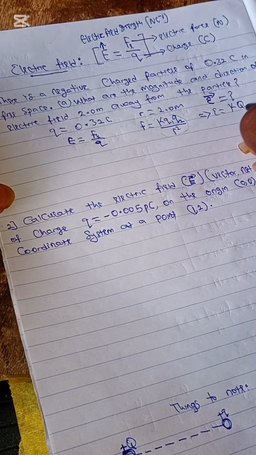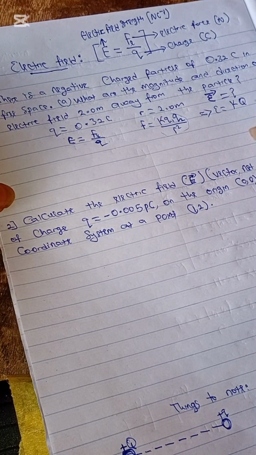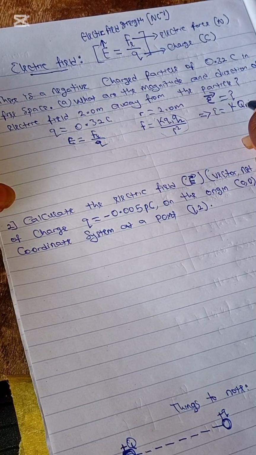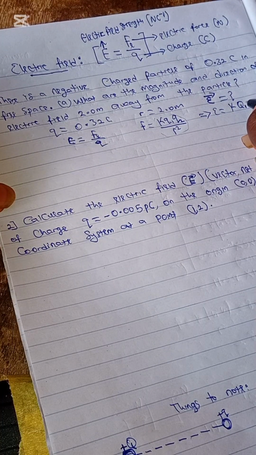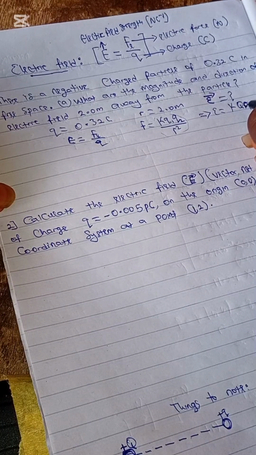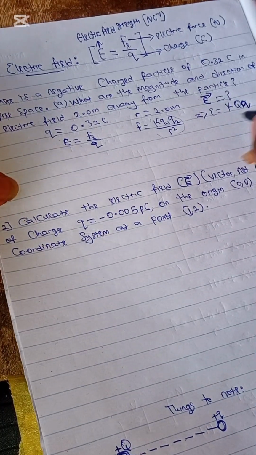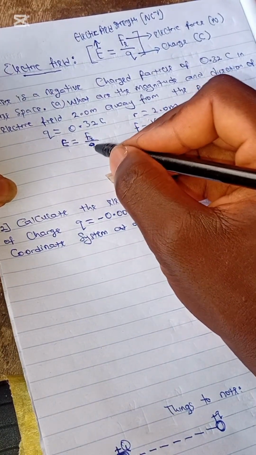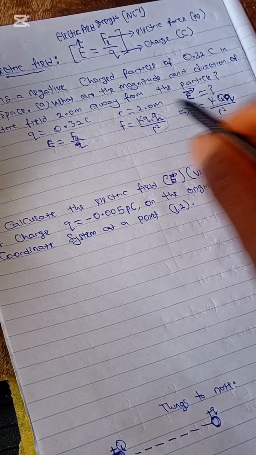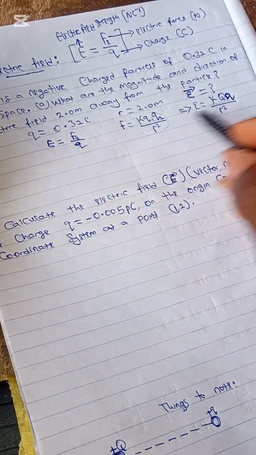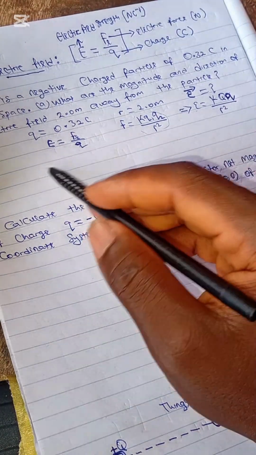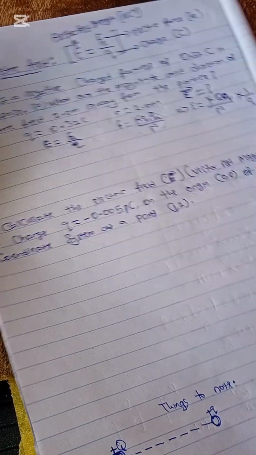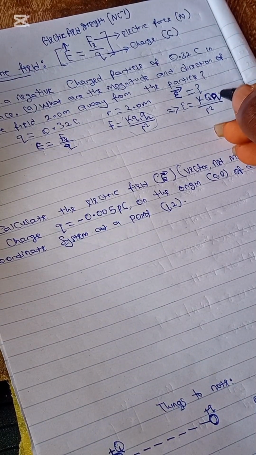What's our F? F is K Q times small q, where one of them is our Q1 and one of them is our Q2, over R squared. That's F divided by q. This E equals F over q, so E equals F over q times 1 over q. Are we together? So this test charge will cancel the test charge.